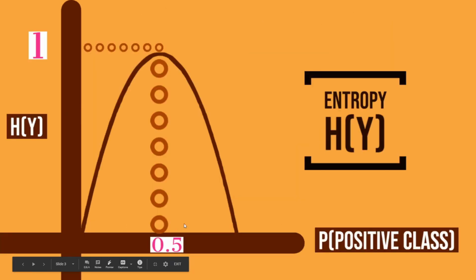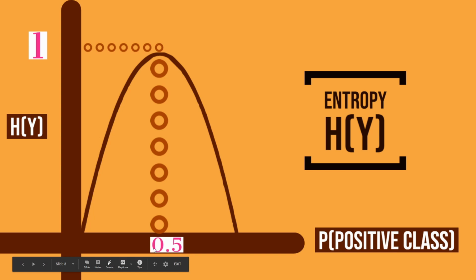Here you can see in this graph that when the probability of the positive class is 0.5, the probability of the negative class is also 0.5, because the probability of the negative class plus the probability of the positive class is equal to 1. Therefore, if the probability of the positive class is 0.5, then the probability of the negative class will be 0.5 as well. And in that case you have the maximum value of entropy, which is H(Y), represented by 1.